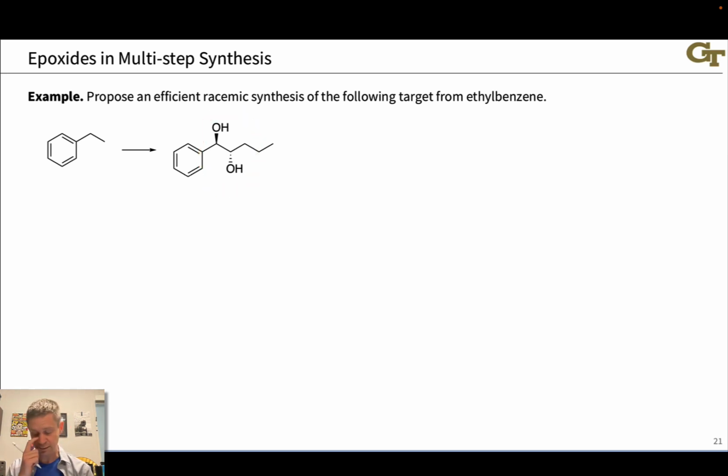I know how to make this via an anti-dihydroxylation reaction. That can take me back to this alkene, and I know I can make this diol via epoxide formation followed by, for example, acidic ring opening of the epoxide. Now, how do I make this alkene?